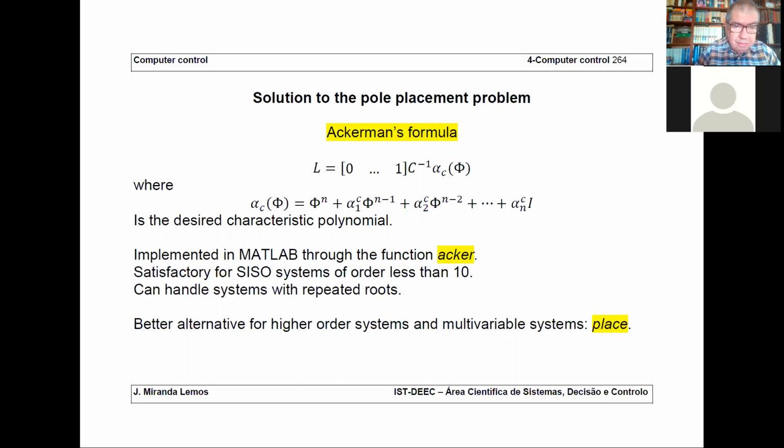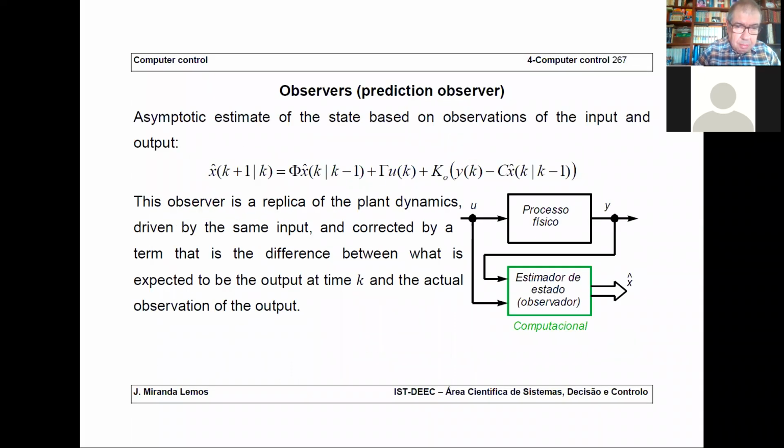Basically, what you do is you give the matrix phi, the vector gamma, and also a vector with the desired poles, and it computes the vector L of gains. The difference between place and acker is that place is numerically more sophisticated, so it allows higher order systems to be designed, and also multivariable systems, which is something that we are not going to be concerned with here. Now, the problem here is that we don't have in general access to the state.